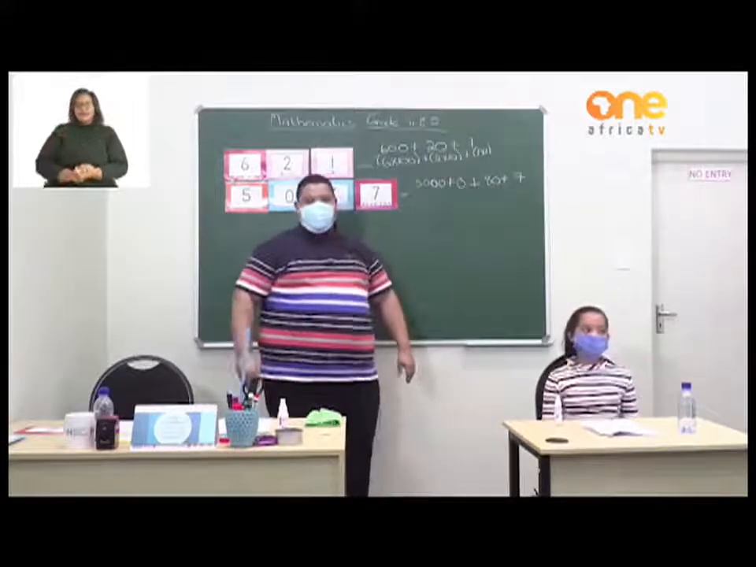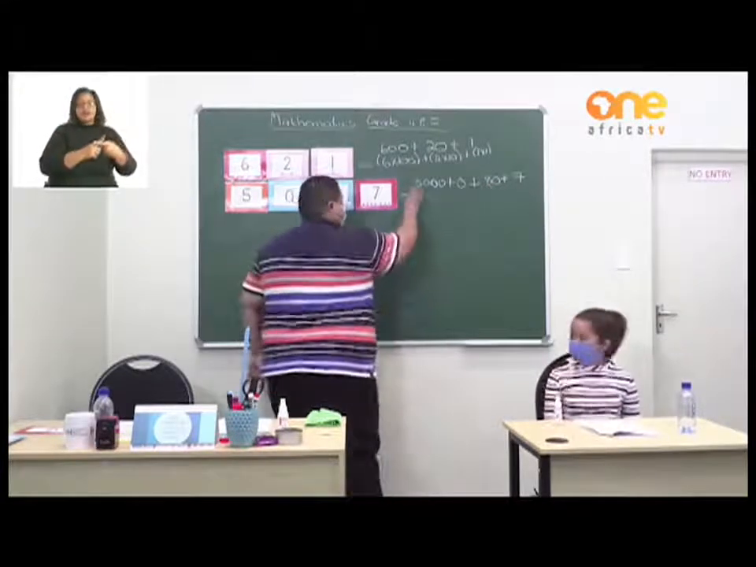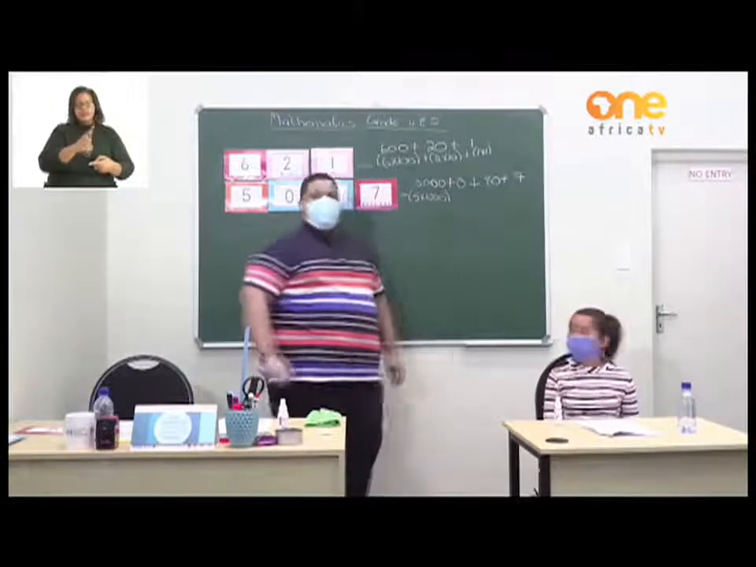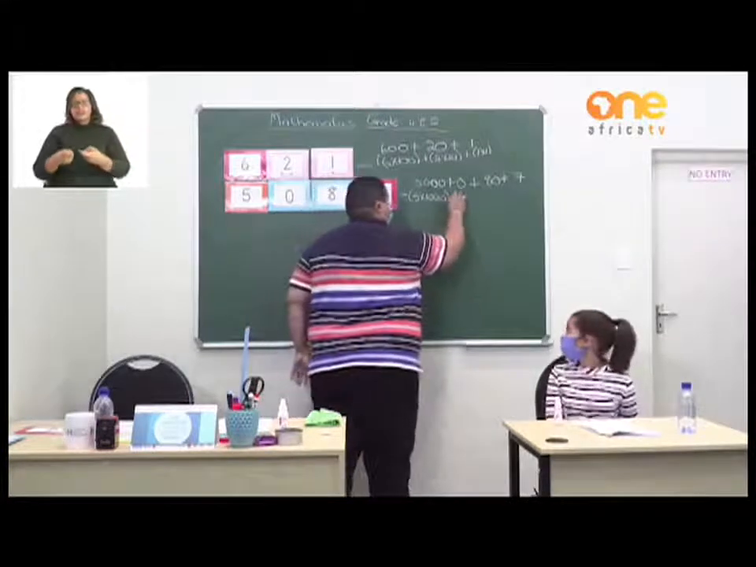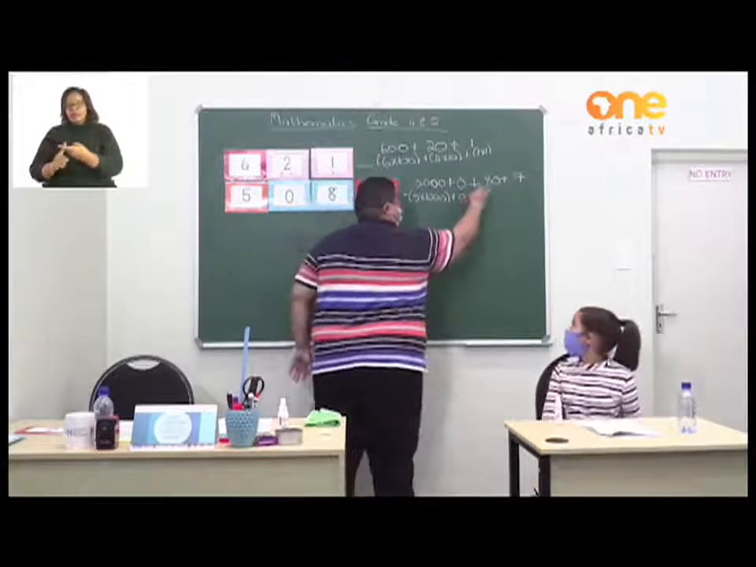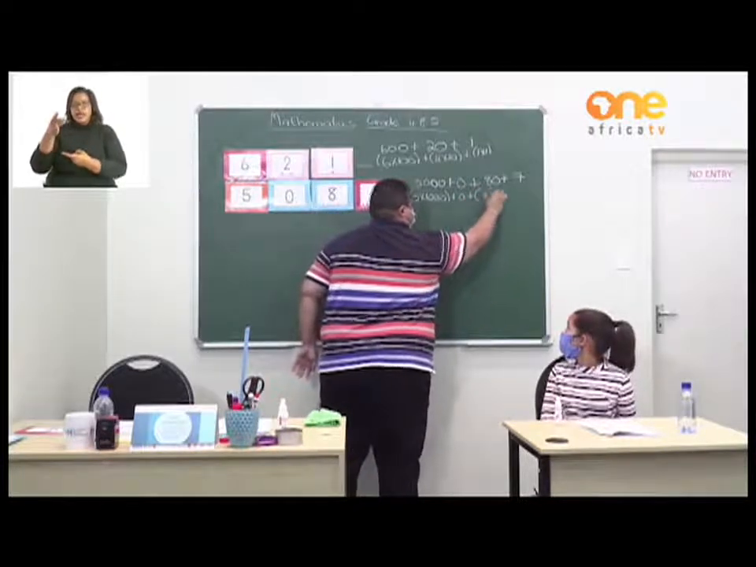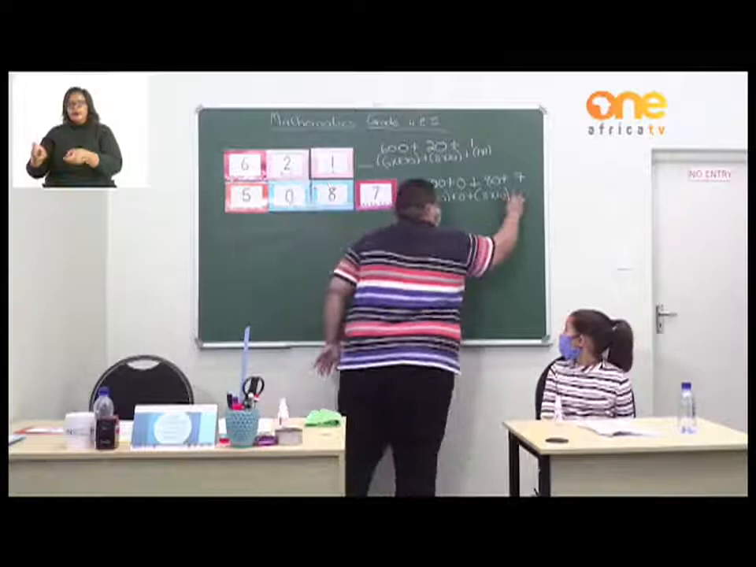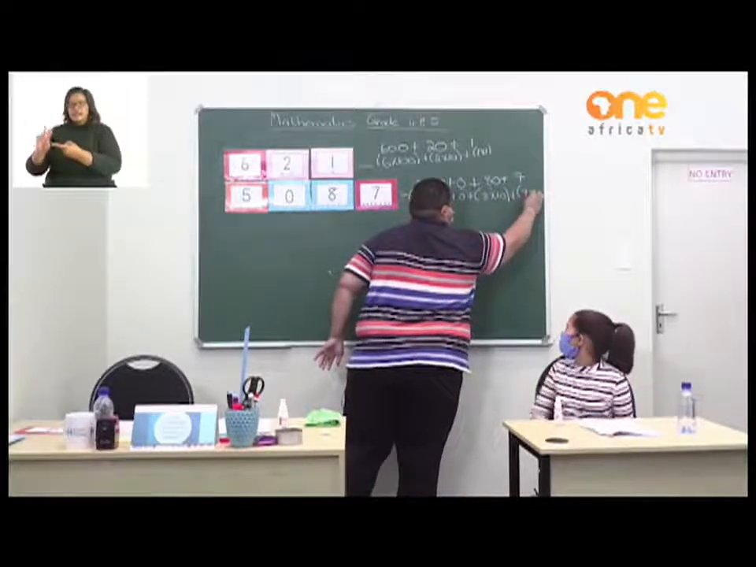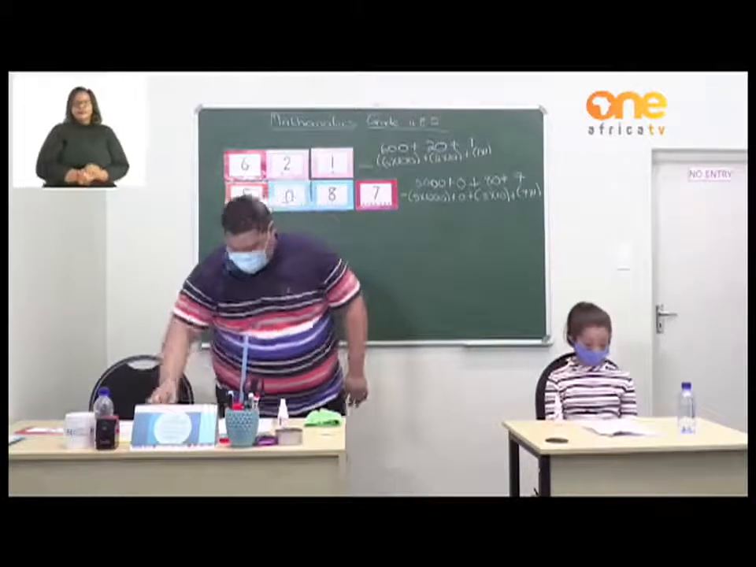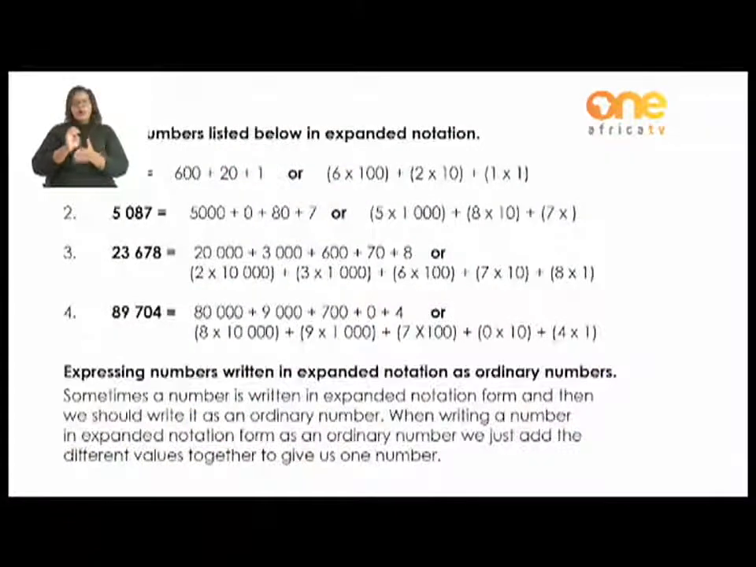Now let's try it with the multiplication. 5 times 1,000, that is equal to 5,000. Plus, we just write 0 to indicate that there's no hundreds, plus 8 times 10, that is equal to 80. And then lastly, we have 7 times 1, which is equal to 7. Now going back to our book, we will see there are lots more examples. Let's see number 3.